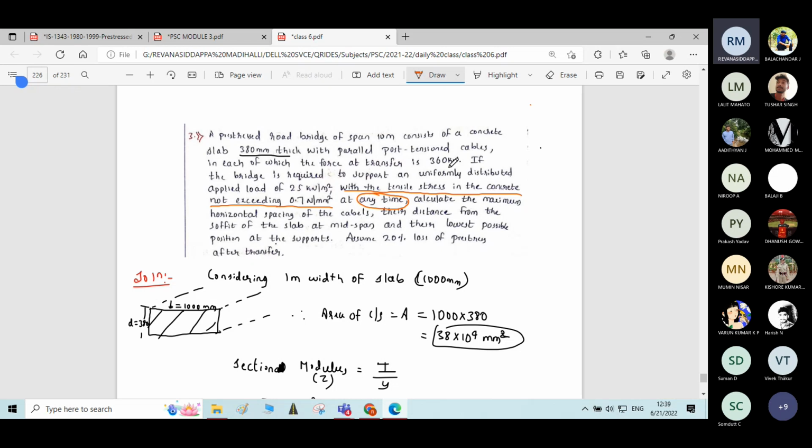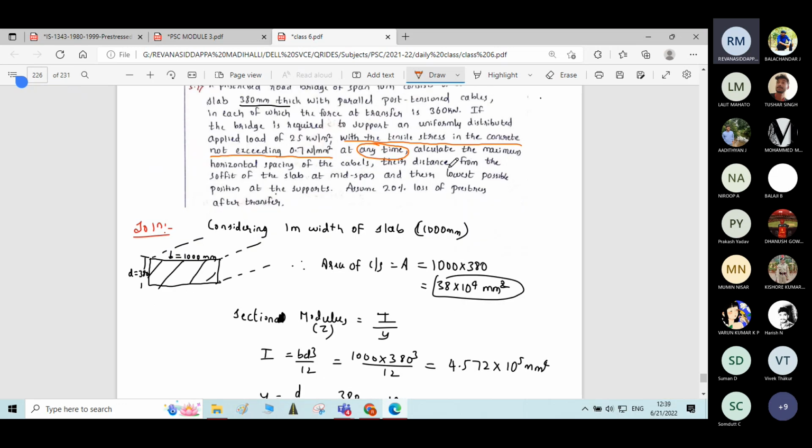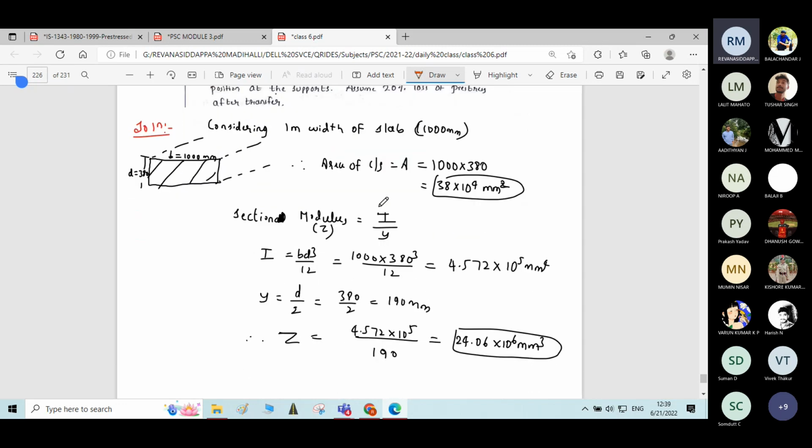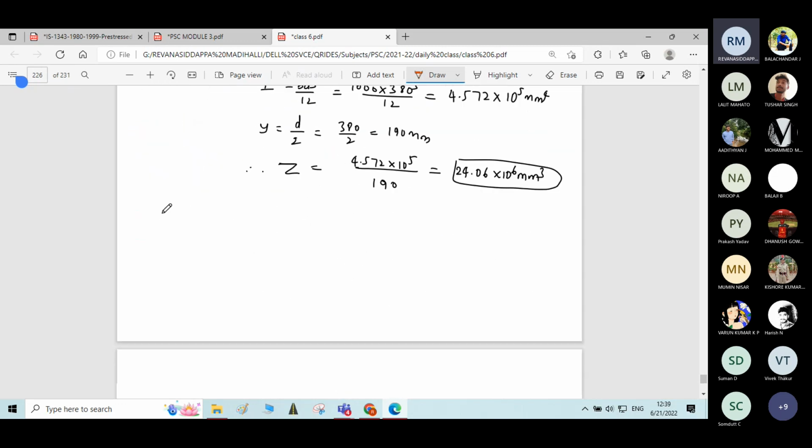Okay, for finding the exact total pre-stressing force that exists in the member, he has given a condition, that the maximum tensile stress will not exceed 0.7 Newton per mm square. Now, at any time means we will take two time constants.